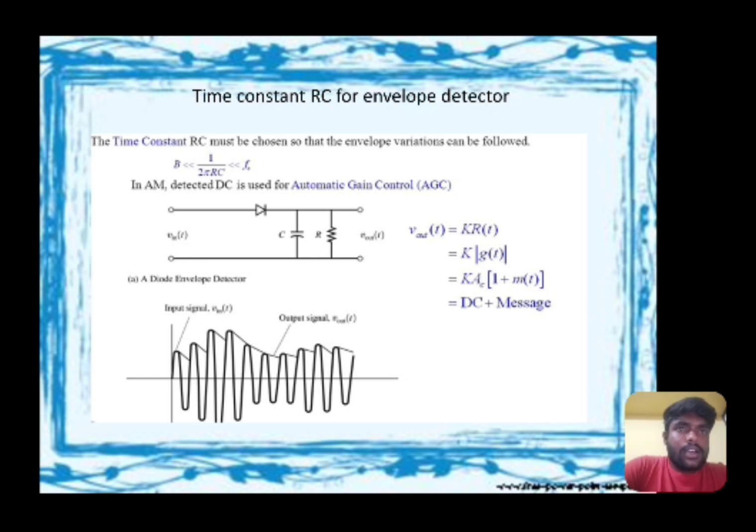And this is the diagram for the envelope detector. The time constant must be chosen so that the envelope variations can be followed.